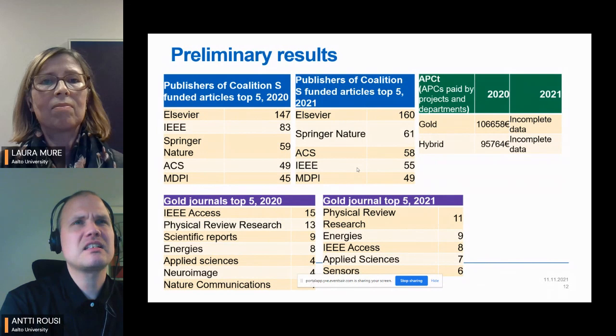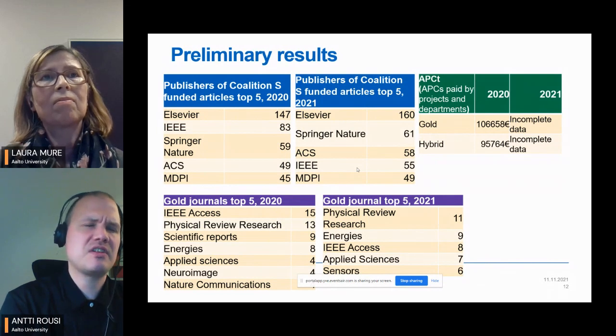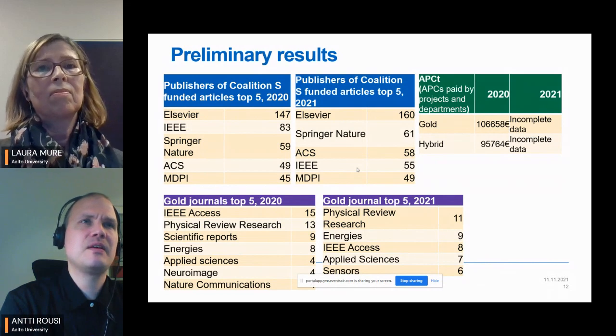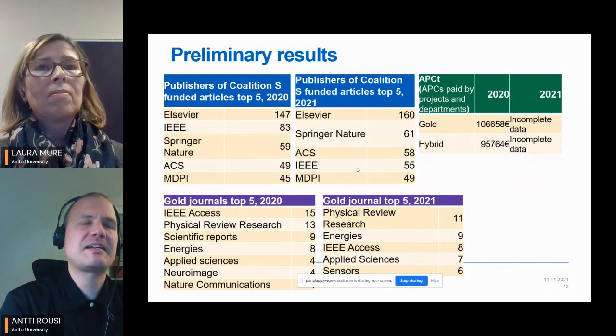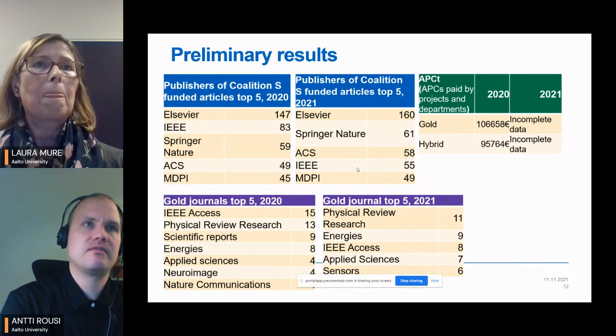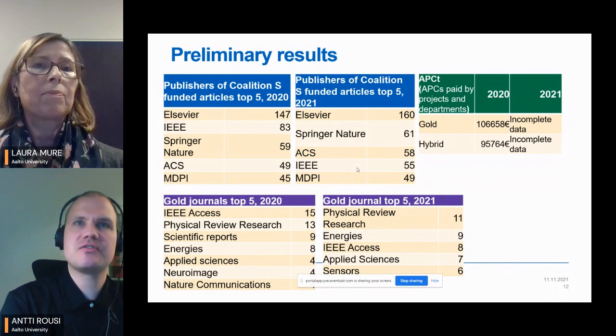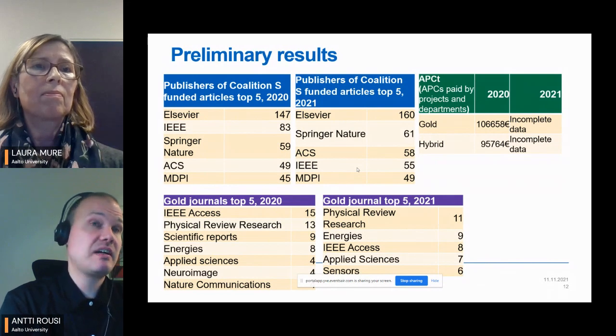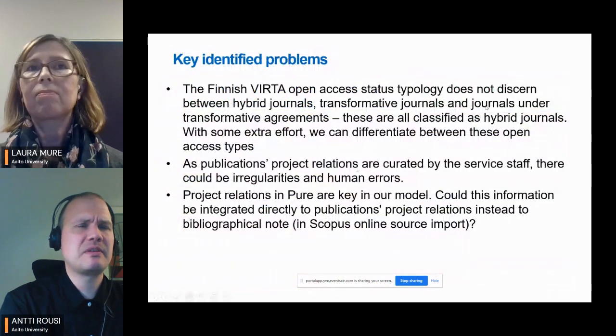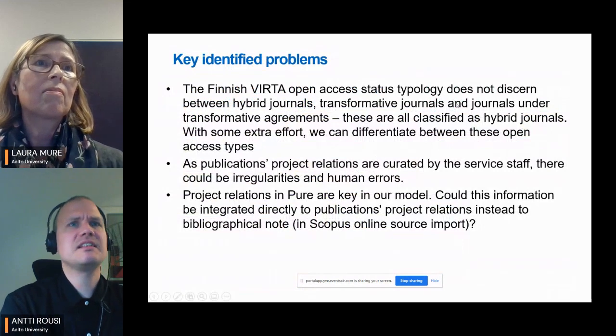But I think this is a really interesting, good tool that we can use to allocate or support the most important services to our researchers when they adapt to the requirements of PLANETS. But that was it, the results very briefly, and Laura will go through some of the problems that we found during this case study.